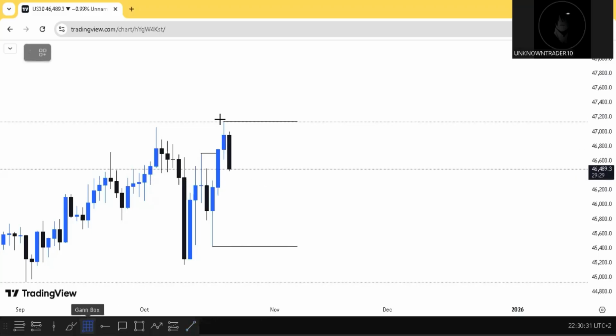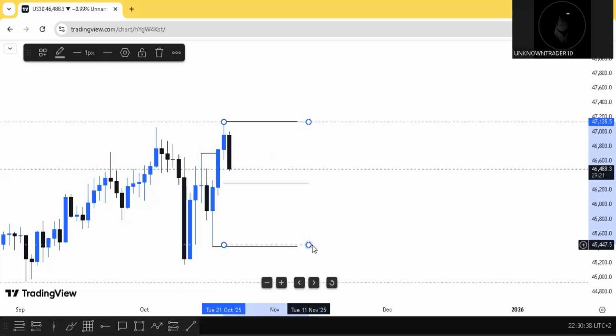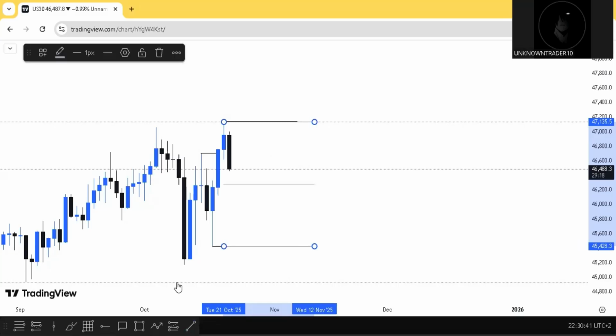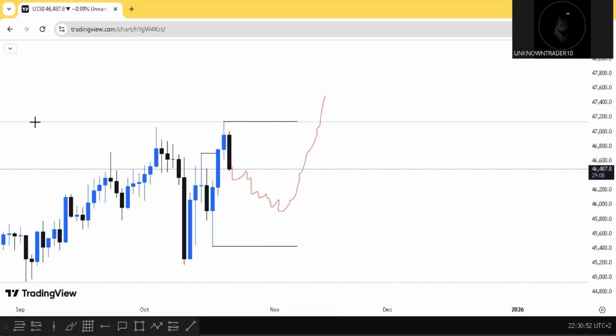So if you're having this break of structure, I expect the market to do what? I expect the market to correct back into discount. Then from discount, it will continue to create new highs. Okay, so let me check that back.